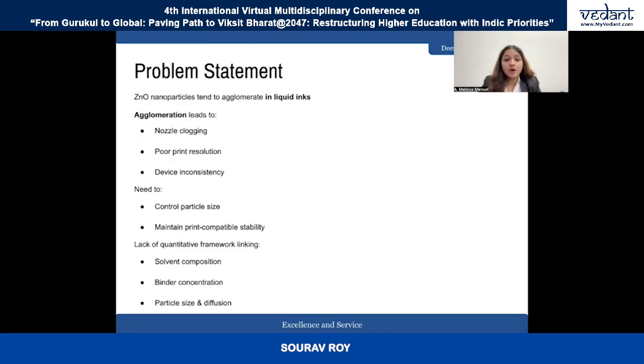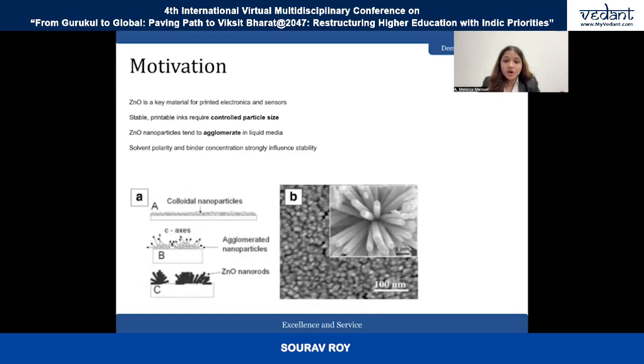The main problem addressed in this study is that the zinc oxide nanoparticles tend to agglomerate in liquid inks. This agglomeration leads to nozzle clogging, poor print resolution, and inconsistent device performance. While nanoparticles are desirable, printing systems impose strict particle size limits. There is a lack of a quantitative framework linking solvent composition and binder concentration with particle size and diffusion. Our work aims to address this issue.